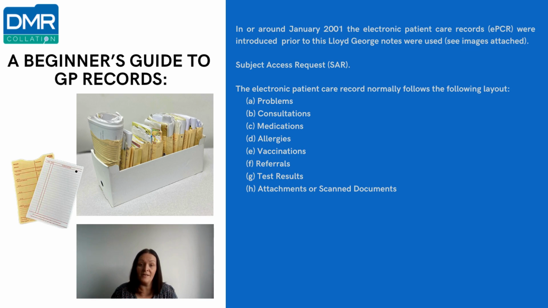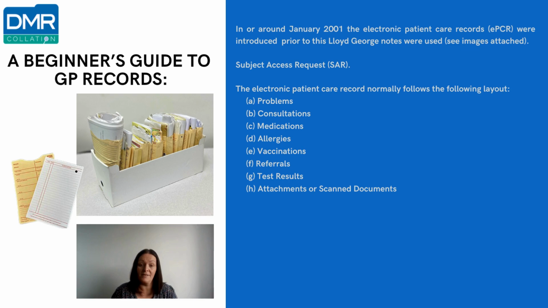C. Medications. These will provide a useful list of what medications have been prescribed on what date, normally distinguishable by active, repeat, and past prescriptions. D. Allergies. This is a summary list of any allergies recorded elsewhere in the electronic patient care record. E. Vaccinations. This is a list of all vaccinations administered, including batch numbers. F. Referrals. This is a dated list of referrals which have been made, which can later be cross-referenced to referral letters in the scanned documents section.